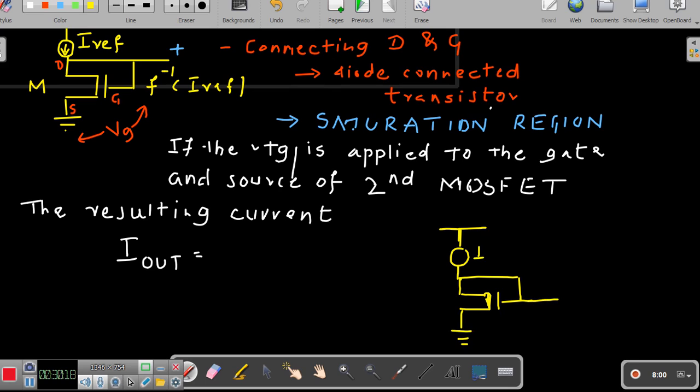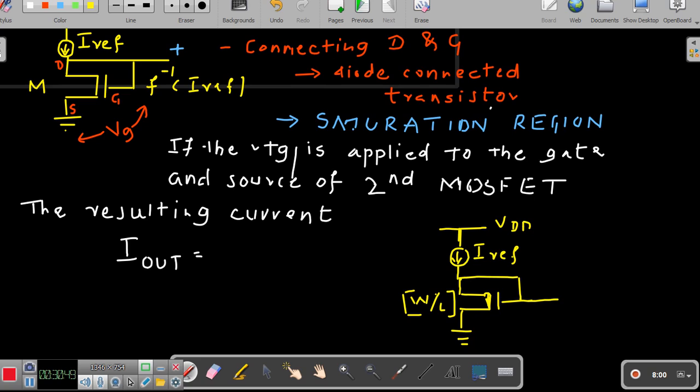This is my I reference, this is VDD, so now let us say that this is having some value of W by L, because each transistor or each MOSFET is characterized by its own W by L ratio, right? So now up to here we have already drawn in our earlier diagram.